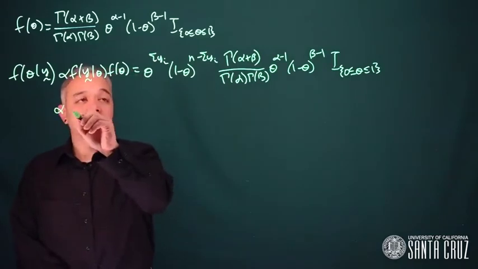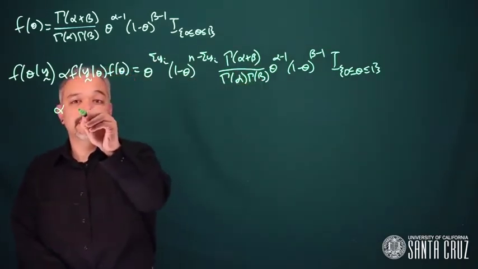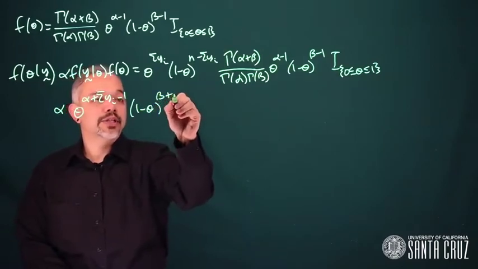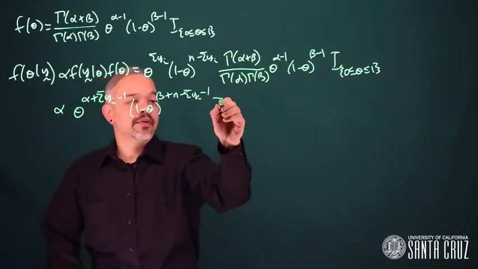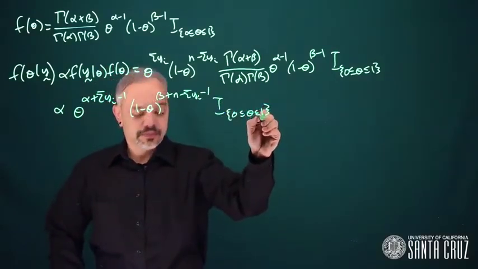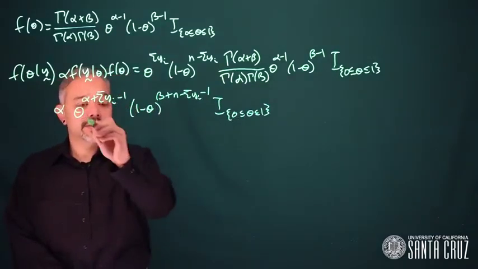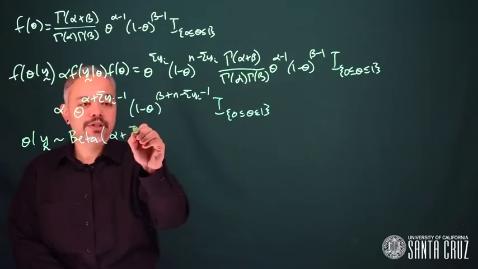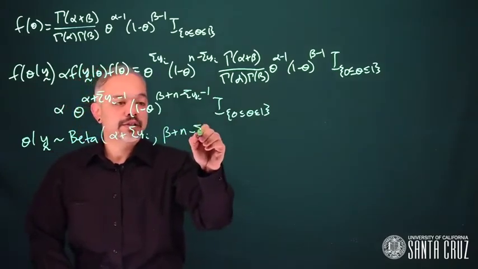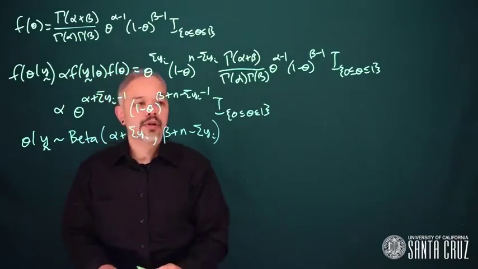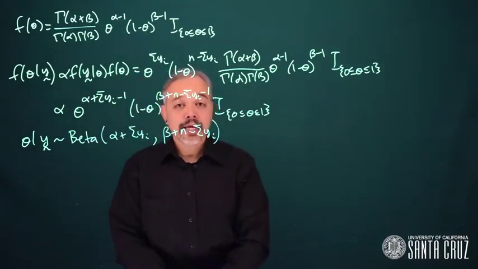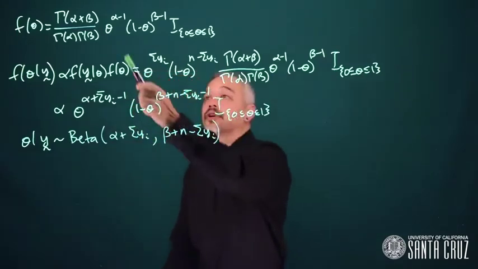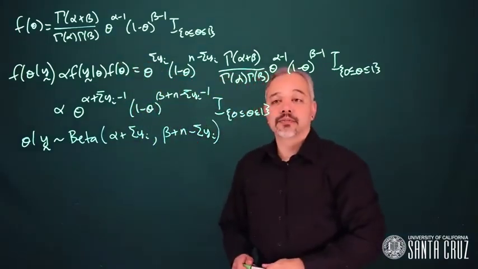In terms of proportionality, we only need to keep the things that have thetas in them, so we can drop this normalizing constant and collect the theta terms. Theta to the alpha plus sum of the y sub i's minus 1, 1 minus theta to the beta plus n minus sum of the y sub i's minus 1, over the interval from 0 to 1. We thus see this is a beta distribution, so theta given y follows a beta distribution with parameters alpha plus sum of the y sub i's and beta plus n minus the sum of the y sub i's. When alpha and beta are both 1, as in the uniform distribution, we get the result that we had earlier. But this whole concept now of starting with a beta prior and getting a beta posterior is a really convenient one.